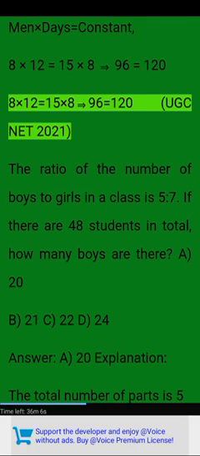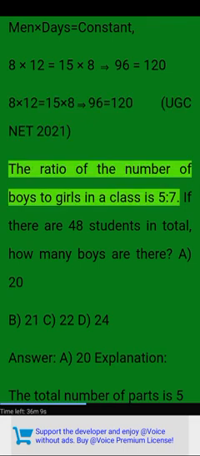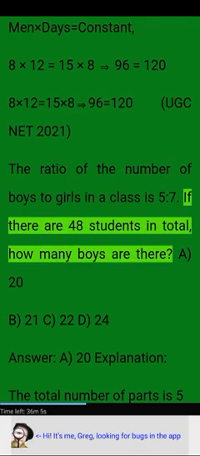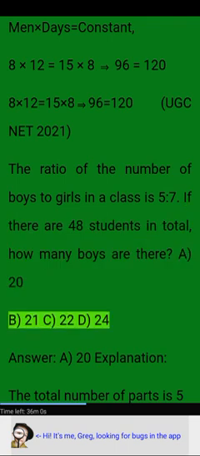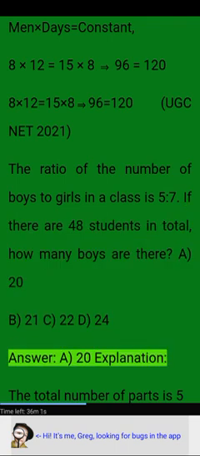UGC NET 2021. The ratio of the number of boys to girls in a class is 5:7. If there are 48 students in total, how many boys are there? A. 20. B. 21. C. 22. D. 24. Answer. A. 20.